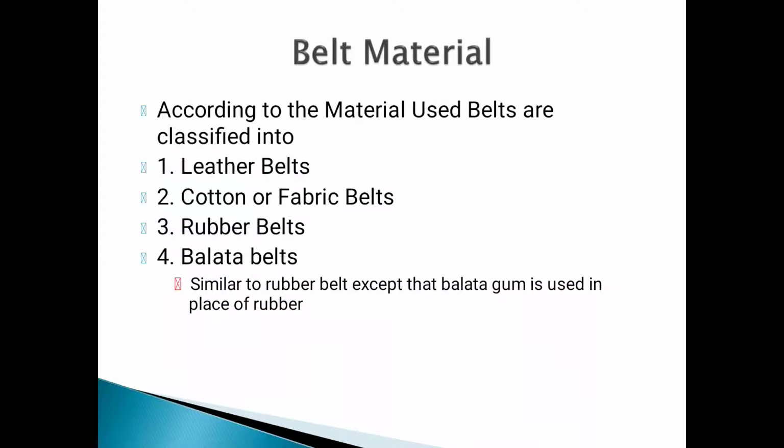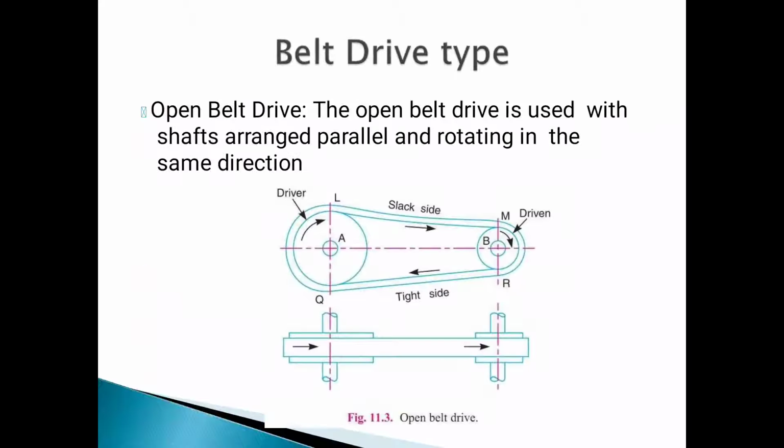And in the below section, round belt and V belt, I have shown the actual image of that type. Belt material: the materials used for constructing belts are leather belts, cotton or fabric belts, rubber belts, and balata belts, similar to rubber belts except that balata gum is used in place of rubber.